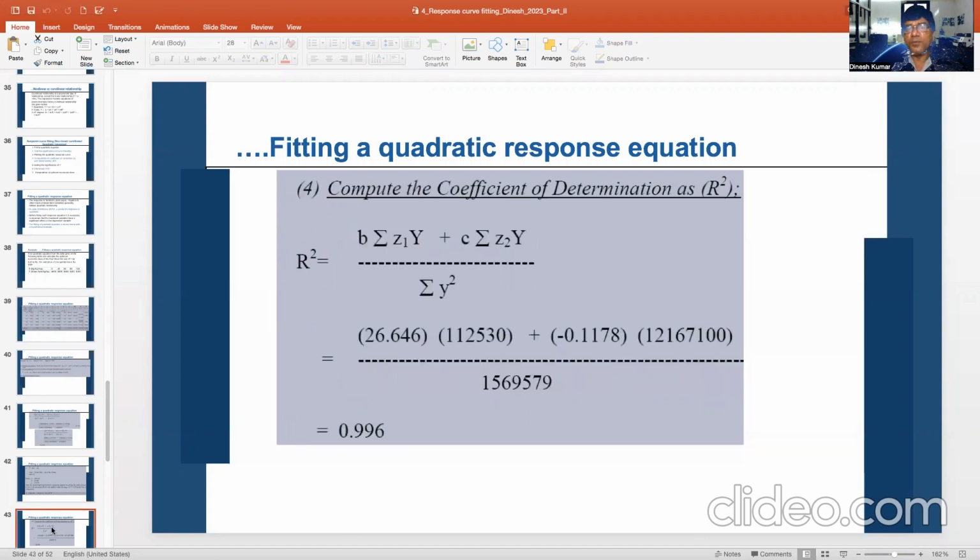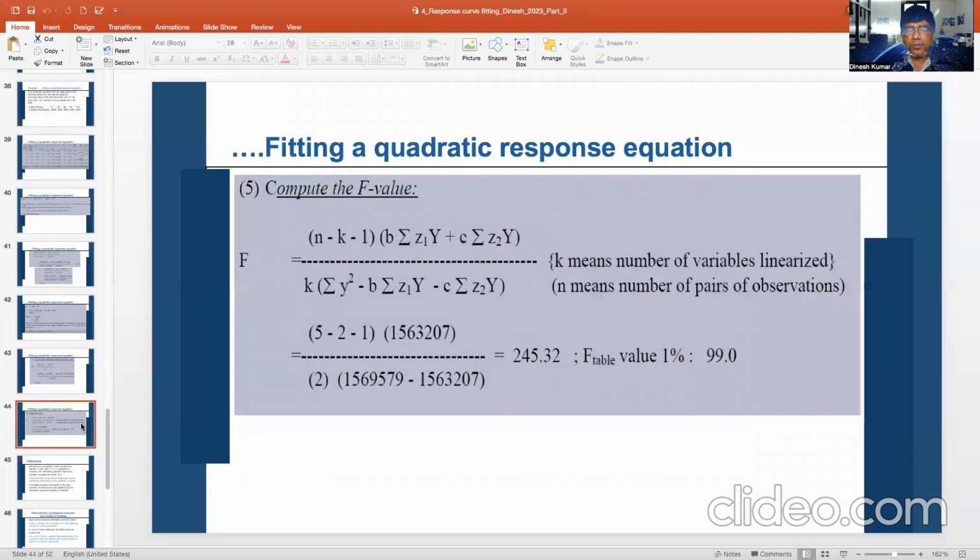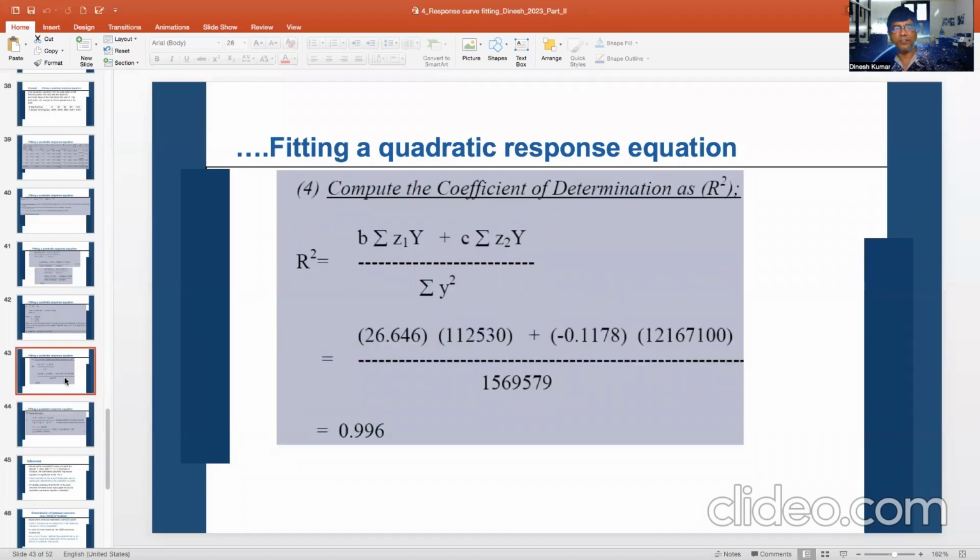Now, computation of the coefficient of determination, capital R square. Here, R square is equal to B summation Z1Y plus C summation Z2Y divided by summation Y square. So these are the terms you need to enter. You have already computed these terms in the table. Put in the respective values and you get R square as 0.996. Now you have calculated the value of R square also, so you can explain the meaning of 0.996 R square. I will explain, don't worry.